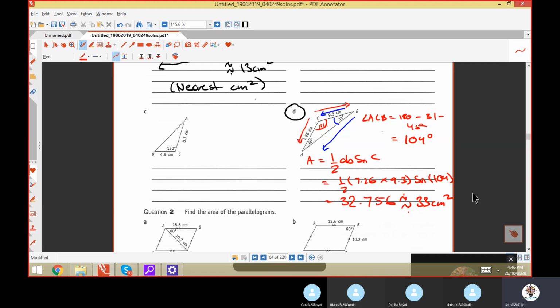33 centimeters squared. That's essentially all the formulas that you need to know for non-right angle trigonometry. The rest of the document is just bearings, you know, all about that compass stuff. That's it.